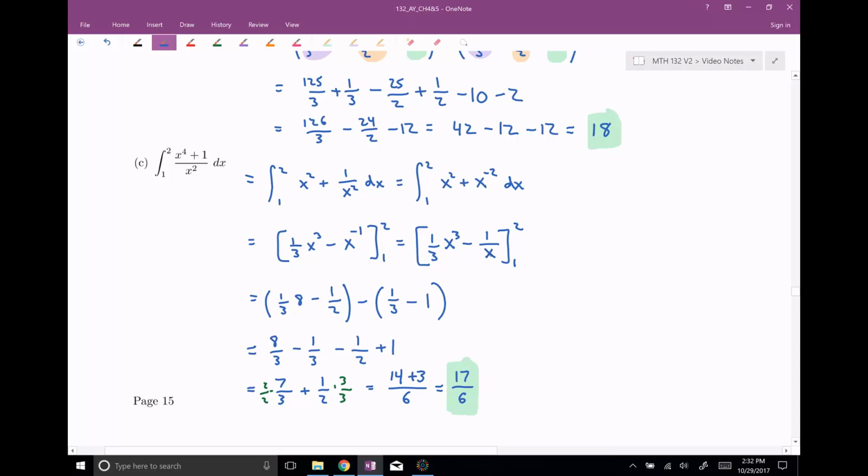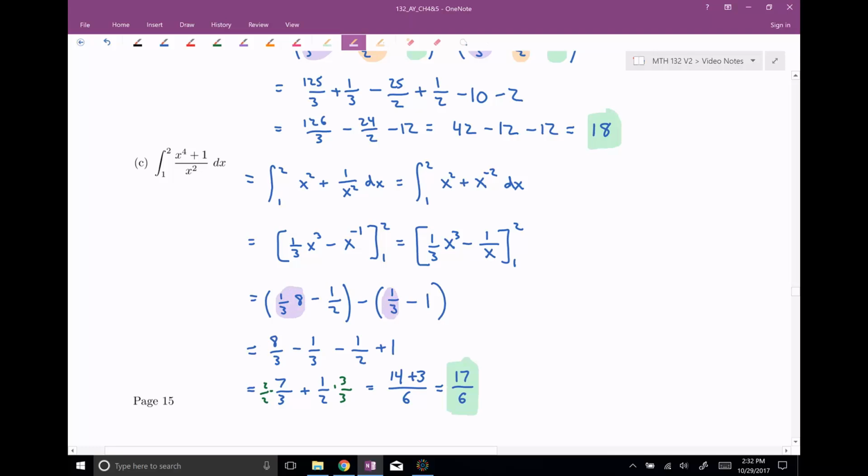And now I'm going to plug in these values. Remember, we're evaluating from 1 to 2 in this case. So if I plug in 2 everywhere I see an x, 2 cubed will be 8, 1/2 will be 1/2. And if I plug in a 1 everywhere I see an x, I'll get 1/3 and -1. So this is my f of b minus f of a. And now we go ahead and simplify, combining all of the like terms here.